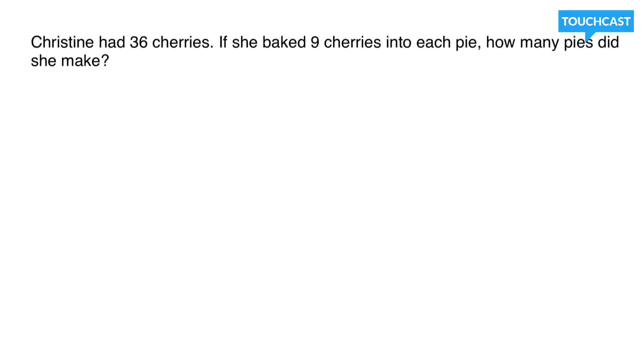All right, number one, Christine had 36 cherries. If she baked 9 cherries into each pie, how many pies did she make? I want you to pause this video now and solve. Be very careful. Which number is the total? Do you know the total or do you want to find the total? Get to work.